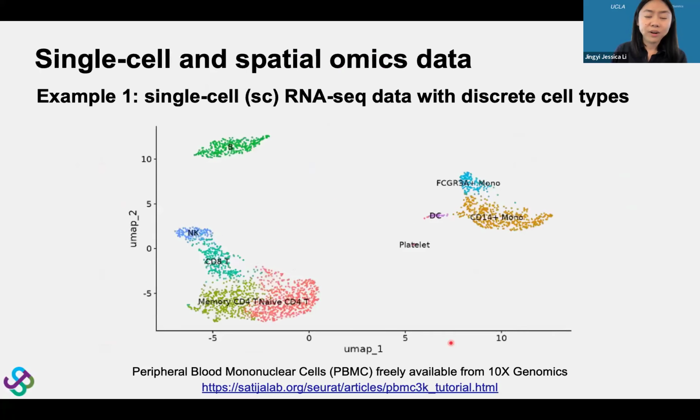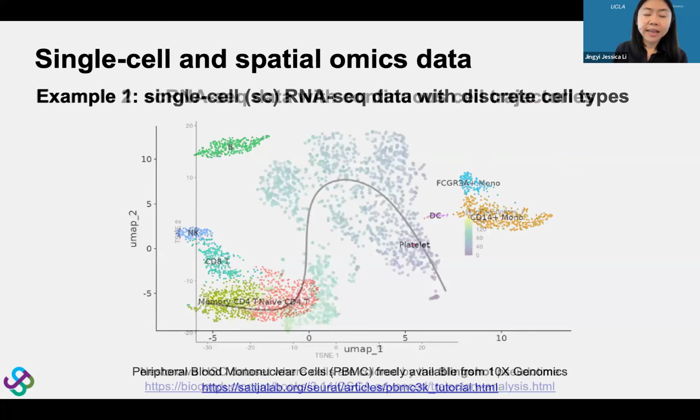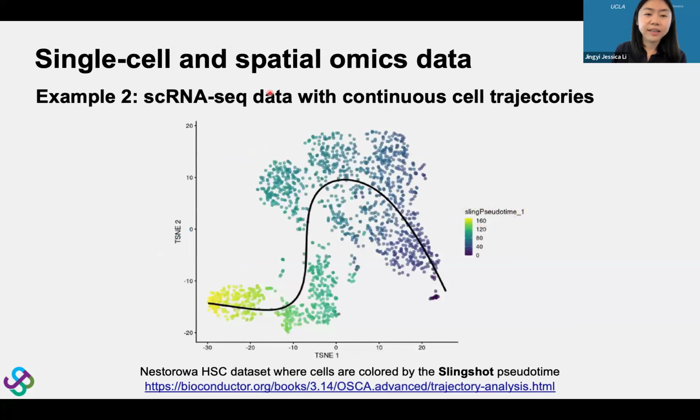The first data example we want to be able to mimic is single cell RNA-seq data with discrete cell types. This is one of the most famous data sets, called PBMC data. It's from human blood, and we have very good knowledge about the cell types, which are labeled here. The colors represent the cell types. Typically, for the data we get, we perform some clustering analysis and then label each cluster as a cell type.